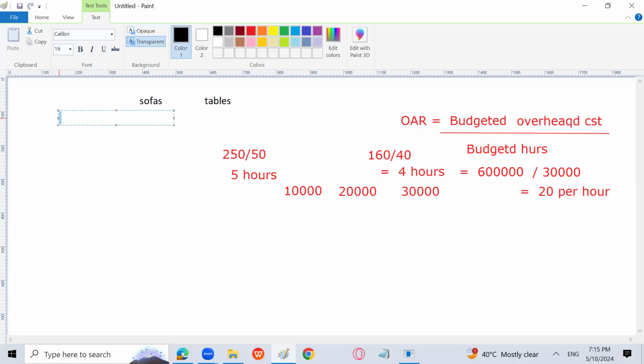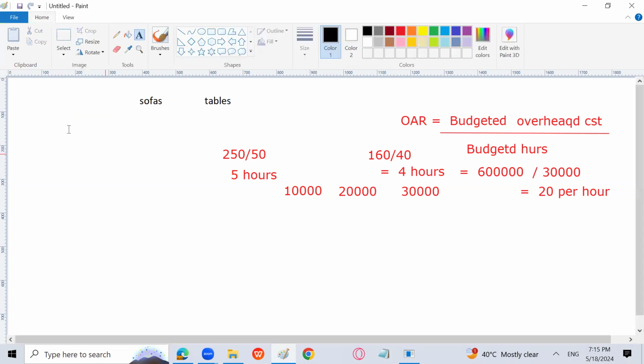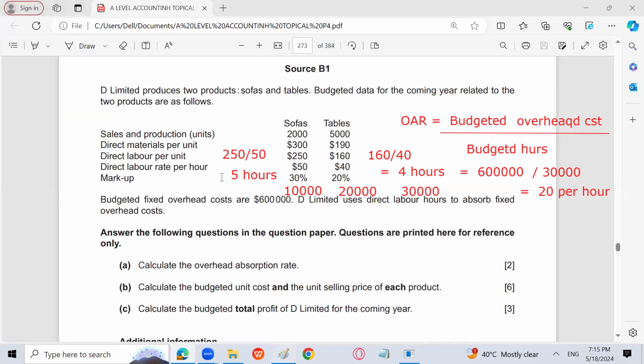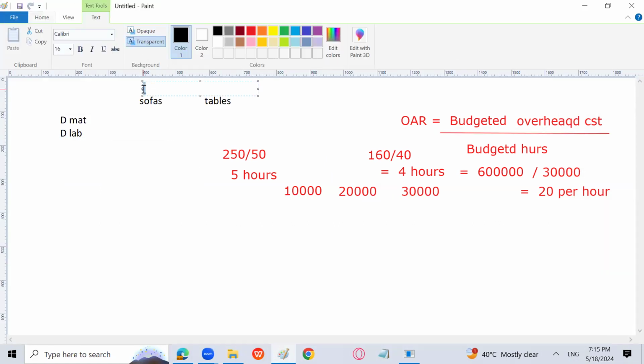According to per unit. So you will record according to per unit basis. So the first is going to be direct material, then direct labor. The units are going to be, let's see how many units are there, 2000 and 5000. Just for the sake of it, I will go per unit, but I'm writing the units only, 2000 and 5000.